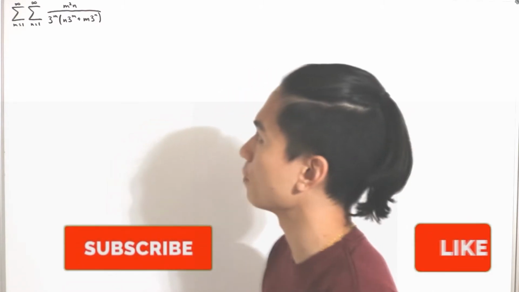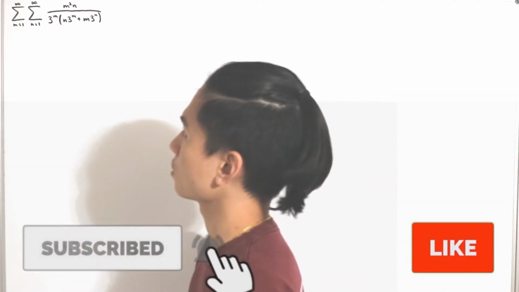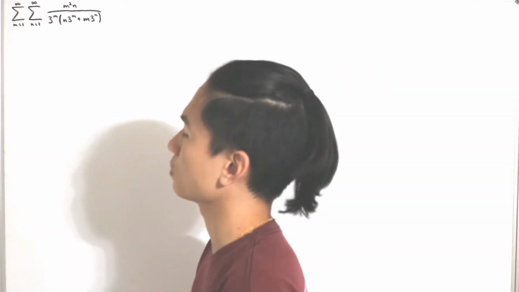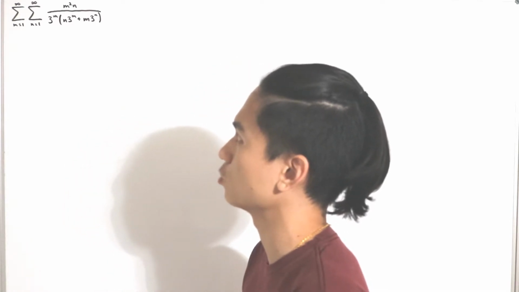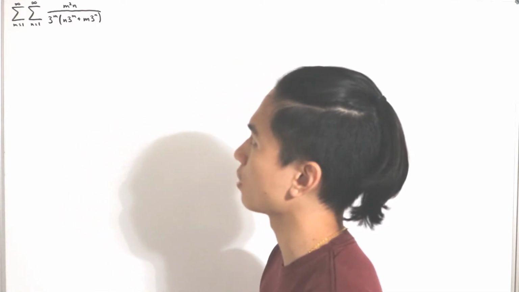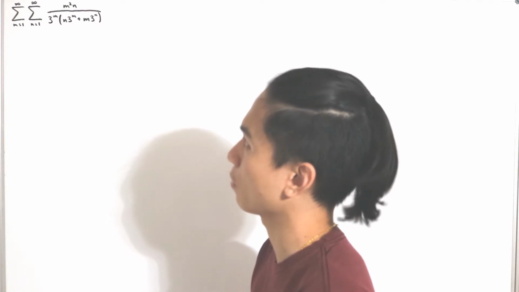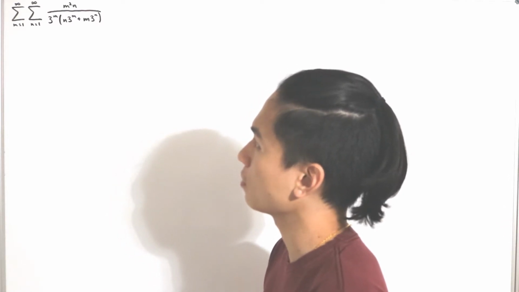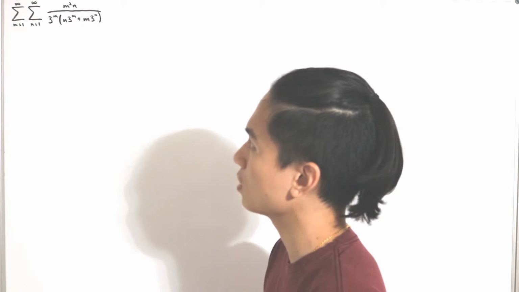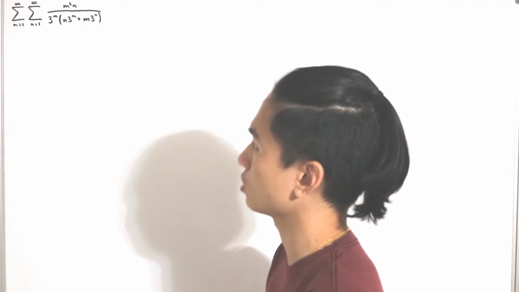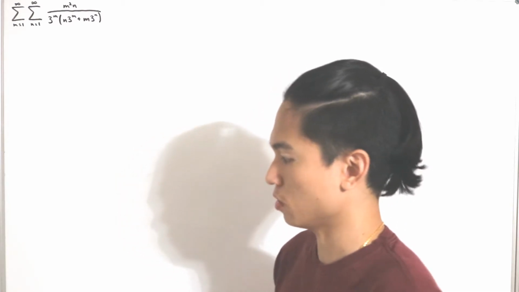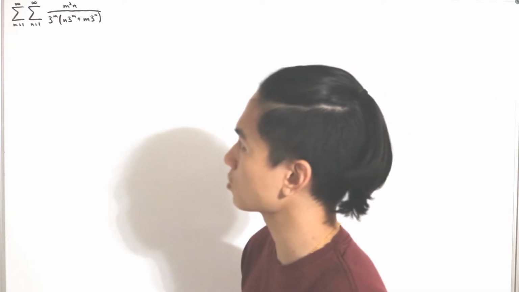Alright, so welcome back to another video, and for today's video we have another double sum, where our index m is equal to 1 all the way up to infinity, and our second index n is equal to 1 to infinity of m squared n divided by 3 to the power m multiplied by n multiplied by 3 to the power m plus m times 3 to the power n. So we've got two variables going on. Again, it's a double sum, so we're going to have to take account of that.